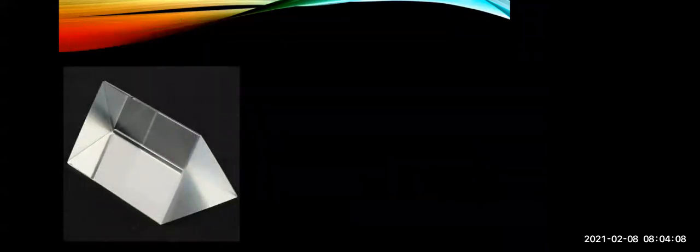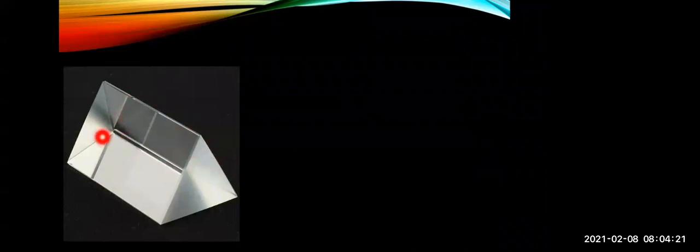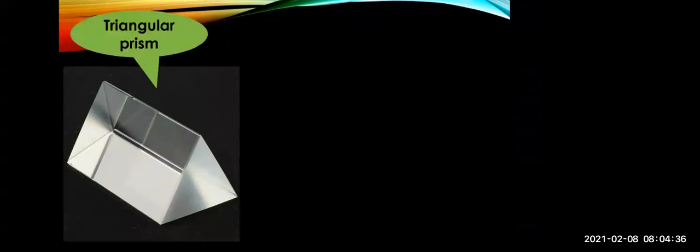Now, the next one. Can you see this image? What is it? Triangle. Yes, it's a triangle. It's not only a triangle, no? It's a 3D shaped triangle. So, what shape is it? 3D, which shape? Tetrahedron. Yes, it's a triangular prism.